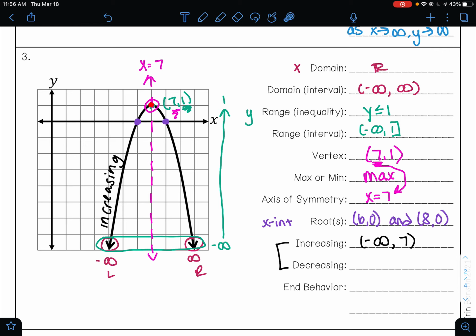And then when I'm at my vertex, I start to decrease because now it's going down from left to right. So over here we are decreasing. And so we are decreasing from when x is 7 until when x is infinity.